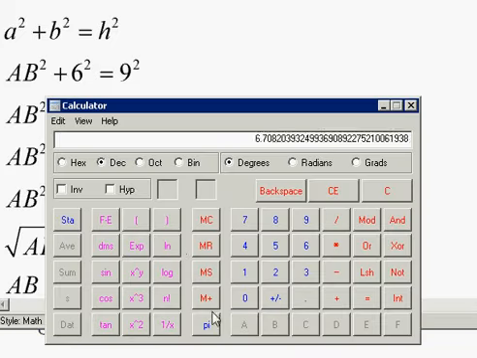Now you use your calculator to find the square root of 45. So your calculator might be a little different. On my calculator I put in 45 first. You might have to put in the square root sign first, the square root symbol.